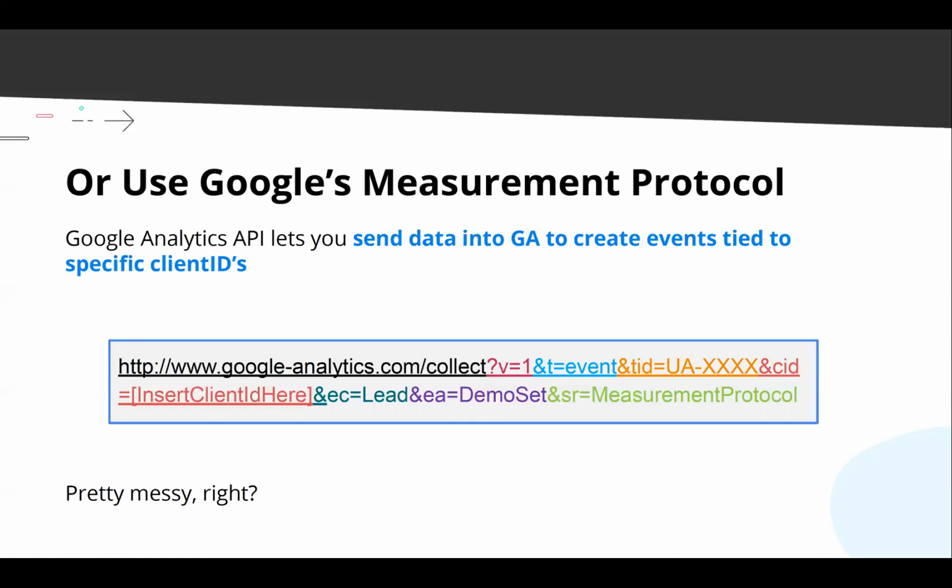Let's say we want to see every person who goes from a lead to a demo. That's what this URL does right here. What would happen is we would fire this every time that happened with that person's client ID that we've captured into Google Analytics. And it would create an event that says a demo was set from this person. So you could then start filtering, show me everything that generated demos, everything that generated customers.